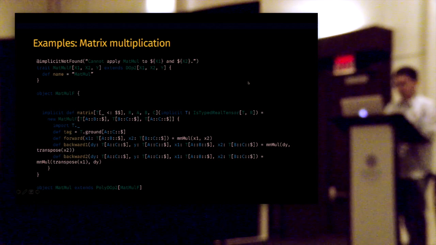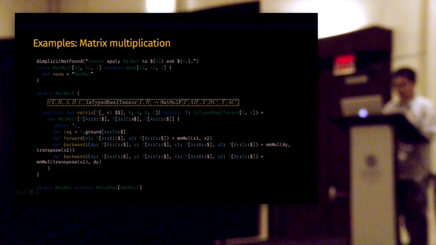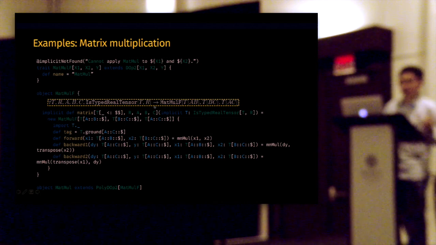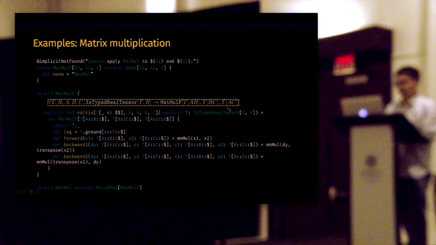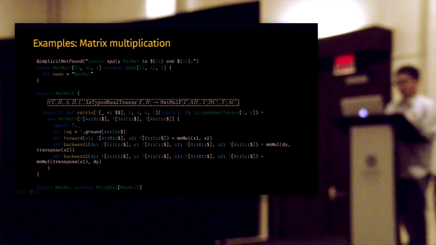The second example is matrix multiplication. Basically, we encode this proposition: for any types A, B, C, if T is a typed real tensor of R, where T might be a tensor implementation on a CPU or GPU and R would be just float or double, we know that when you multiply T of A B and T of B C, we get T of A C. This is encoded in the type system here.